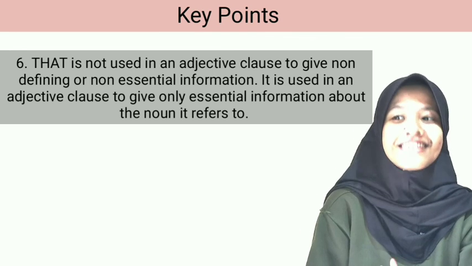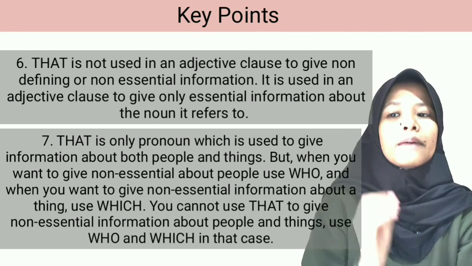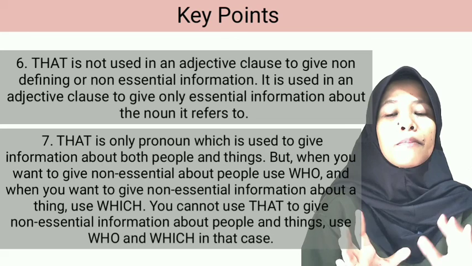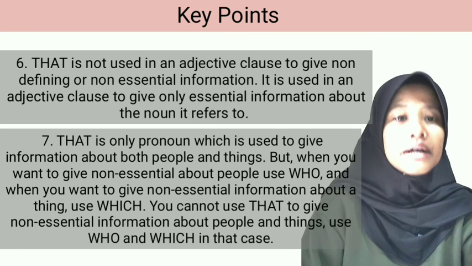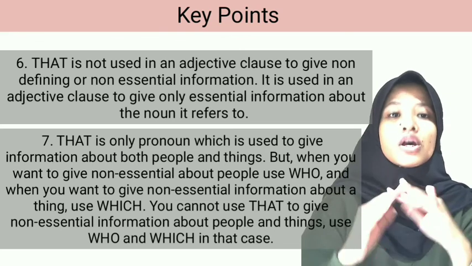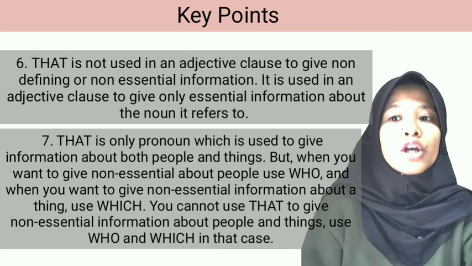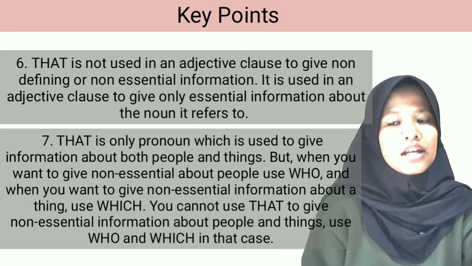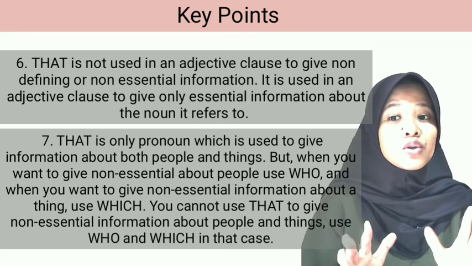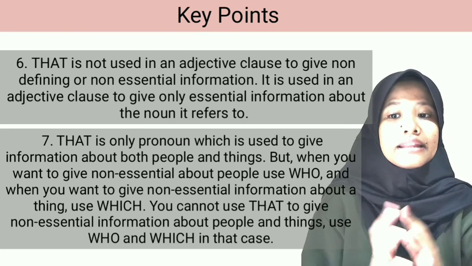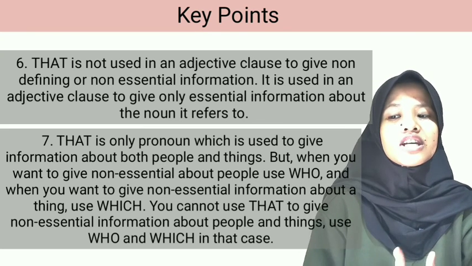And the last is that that is the only pronoun used to give information about both people and things. But when you want to give non-essential information about people, you can use who. And when you want to give non-essential information about a thing, use which. You cannot use that to give non-essential information about people and things. Use who and which in that case.